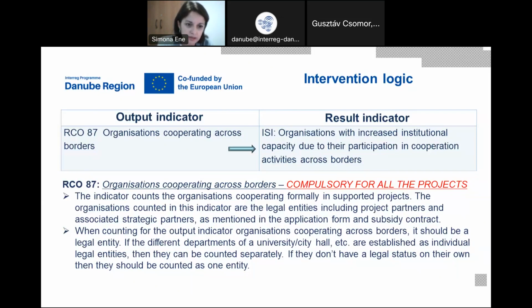It is actually a rather straightforward indicator because it counts the number of project partners and associated strategic partners involved in the application form. So as many partners as you have, you count them, including the associated strategic partners. One important thing is that you are counting, as I said before, legal entities. And if you have different departments of the same university or the same institution involved in the project, you have to count only the university and not the separate departments. So you are going to count only one, not several times.